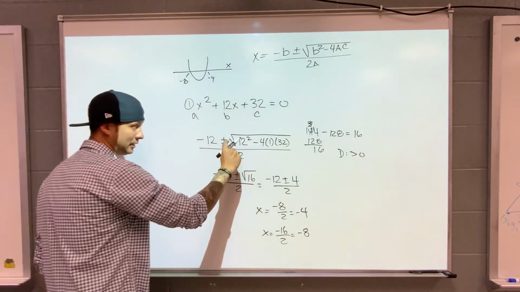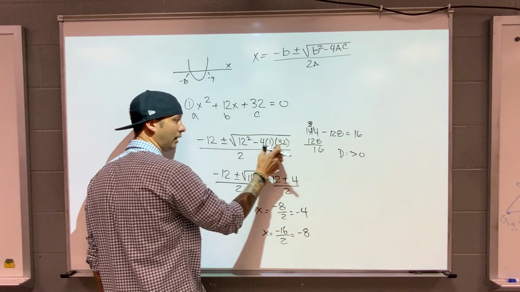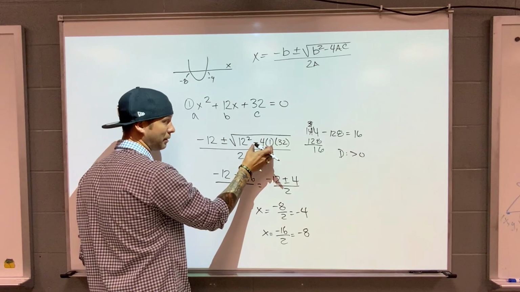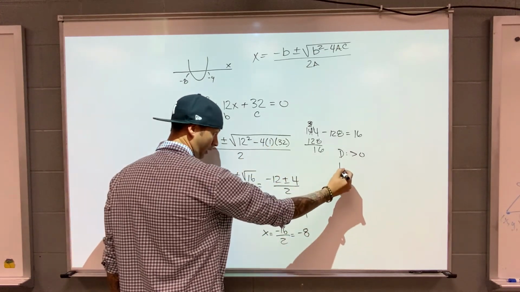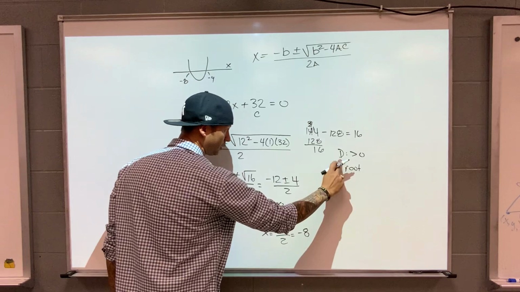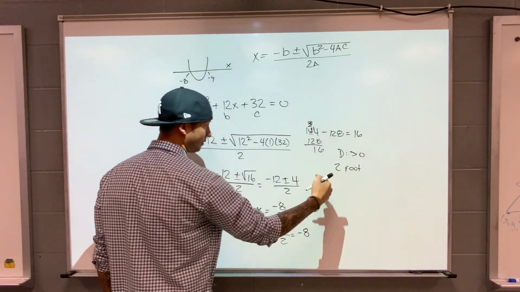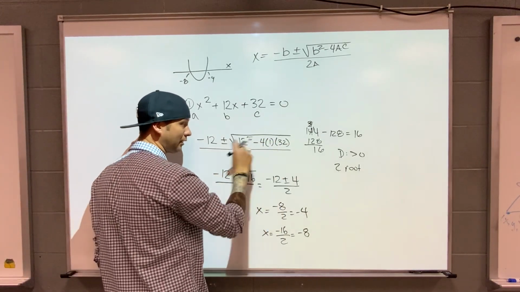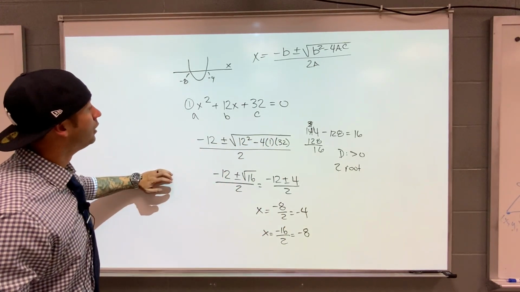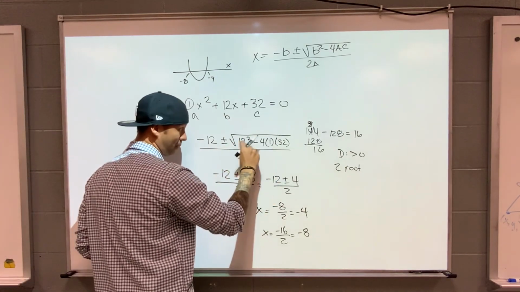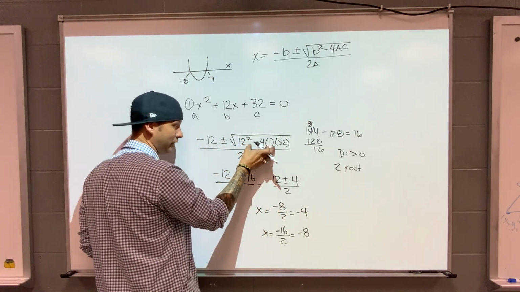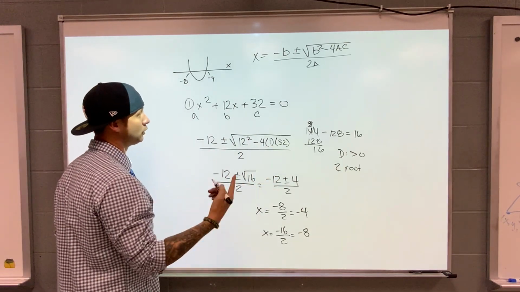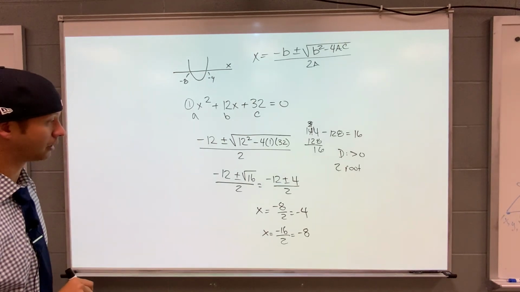A quick analysis of what the discriminant is doing. This part inside, there are 3 scenarios. This value is going to be positive, which gives 2 roots when it's positive. Or this value is equal to 0 and we'll have 1 root. Or it's a negative value inside and we don't get any real roots. However, we'll get 2 imaginary roots, which we'll see coming up.